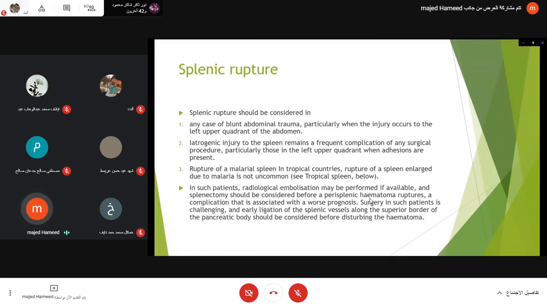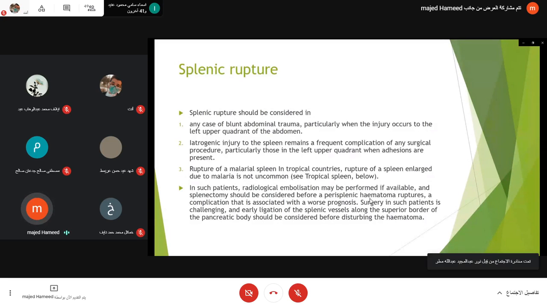Rupture of malarial spleen in tropical countries. Rupture of the spleen enlarged due to malaria is not uncommon. In such patients, radiological embolization may be preferred if available, and splenectomy should be considered before perisplenic hematoma rupture, a complication that is associated with a worse prognosis.